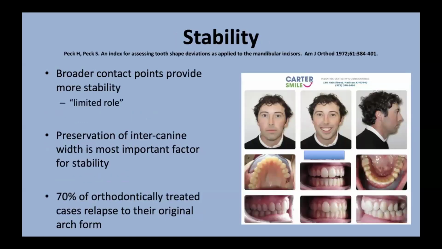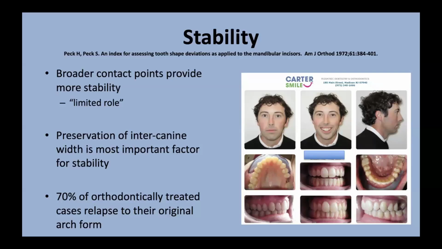There is a theory by Peck and Peck that if we had broader contact points, we would have more stability. And that's another indication for doing IPR. We learned in orthodontics that the best way to have stability is to preserve that intercanine width. So let's not deviate from some of our rules, and remember that we cannot just expand to the point where we're violating stability. However, having broader contact points allows us to be more stable.